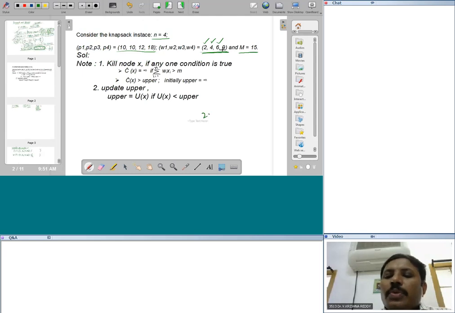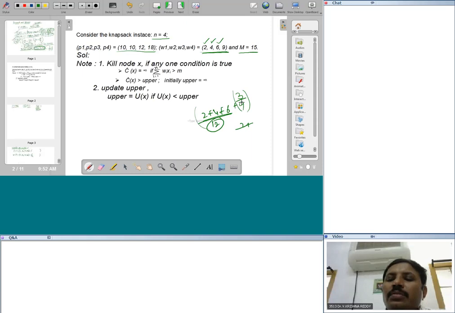So 2 plus 4 plus 6, up to there is no issue, 12. Maximum capacity is 15. So what about the fourth object? Fourth object is 9. 12 plus 9 is 21. Is it possible to place in the knapsack? No, it exceeds the maximum capacity. After placing the first three objects, what is the remaining balance? Only 3 units. So how much portion is possible? Only 3 by 9th portion.